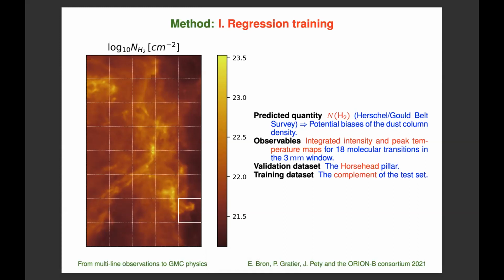So when you do regression and machine learning, you need a training set and you need a validation data set that has never been seen by the method, against which you can compare the result. So in our case, we validate our result on the Horsehead pillar, which is here, a region we know well, we've observed extensively. And we train on the complement, the whole part here that you see on the left. So this is a general tool for all regression methods.